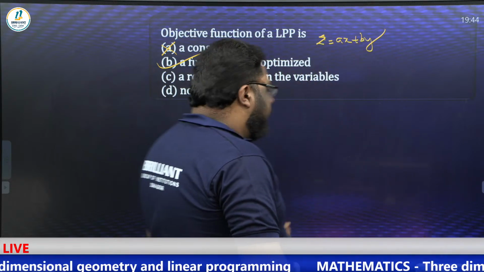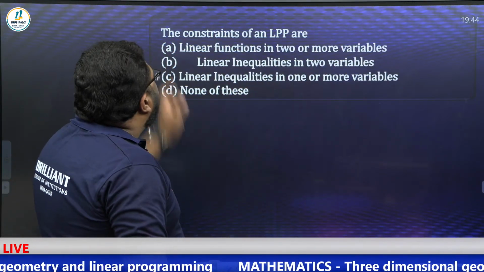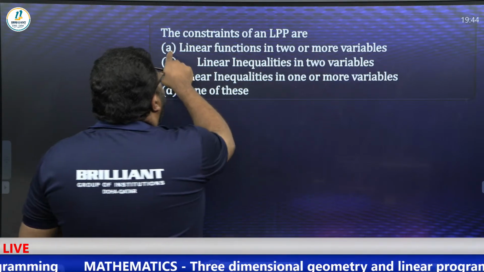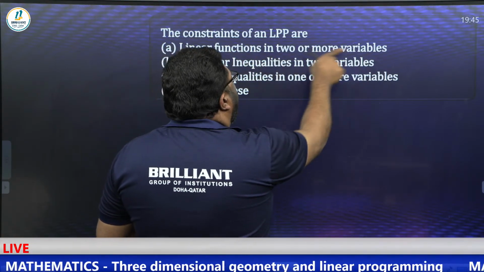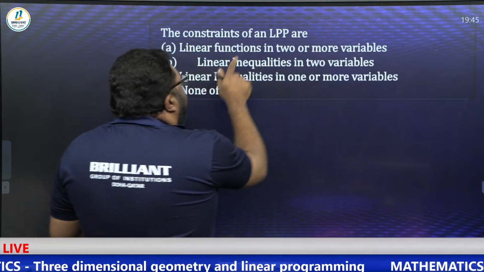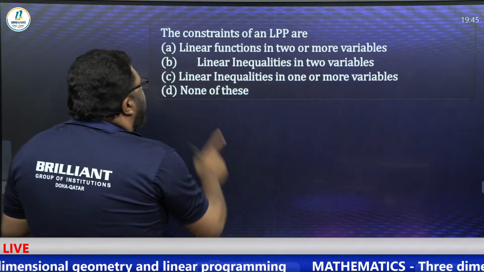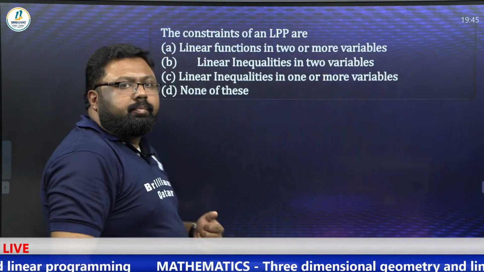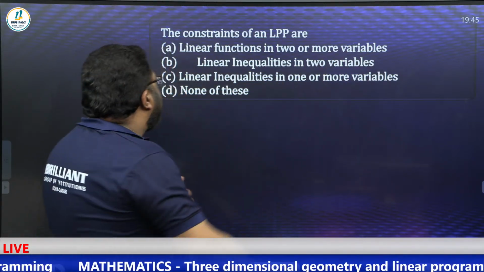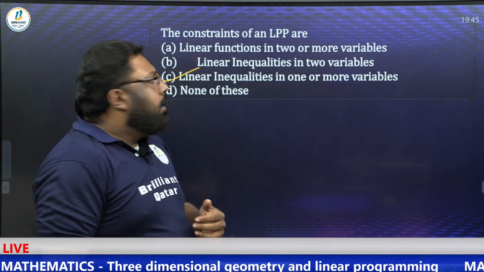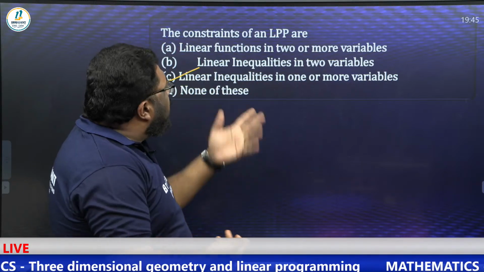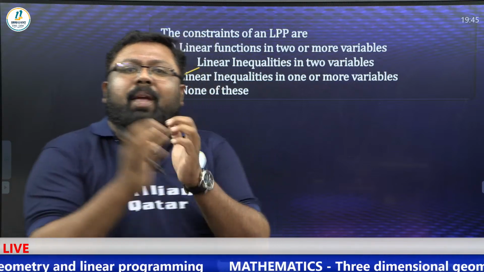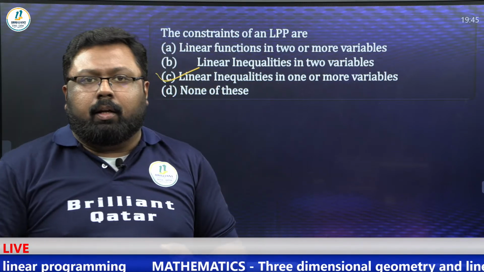Good? Clear? Next, the constraints of an LPP. What are the constraints? Are constraints just linear functions in two or more variables, linear inequalities in two variables, linear inequalities in one or more variables, or none of these? My dears, I will say option C. Sir, why not option B? Option B also looks correct, but it's not always correct, because you people are learning only the graphical method.